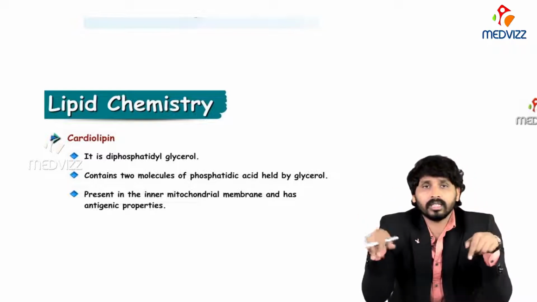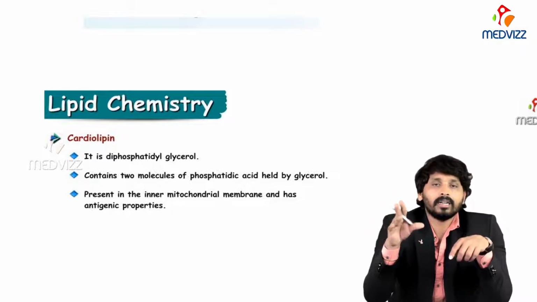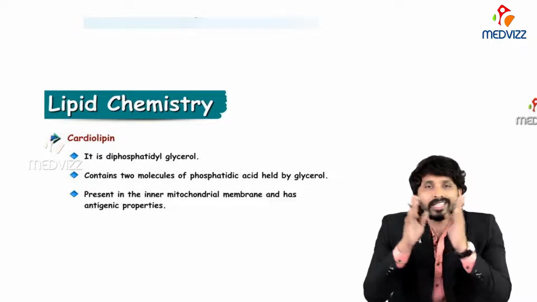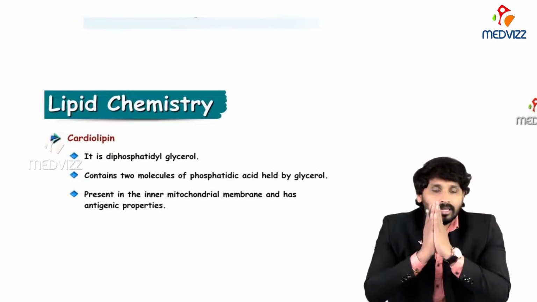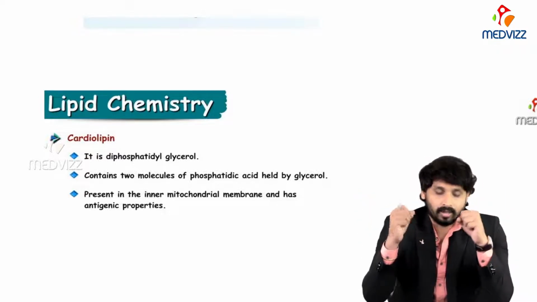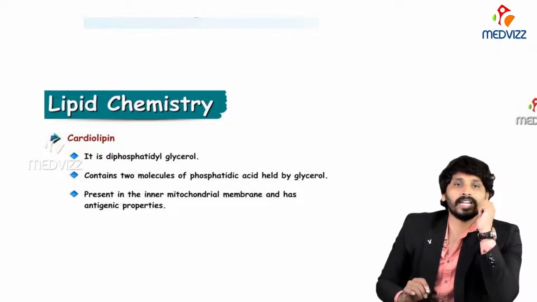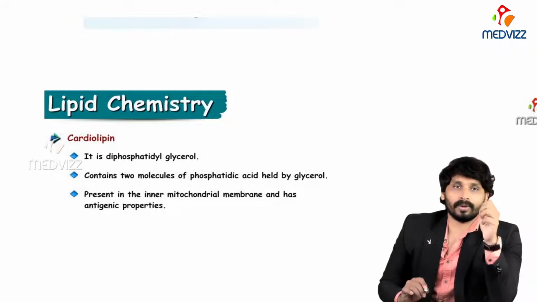So how many glycerols are there? Totally they have three glycerol molecules in the structure, but only pure glycerol is in the middle, and the rest of the two glycerols are involved in making phosphatidic acid. One glycerol is a pure form of glycerol which holds the other two phosphatidic acids. And where is it present? It is present in the inner mitochondrial membrane and has antigenic properties. Cardiolipin has strong antigenic properties.